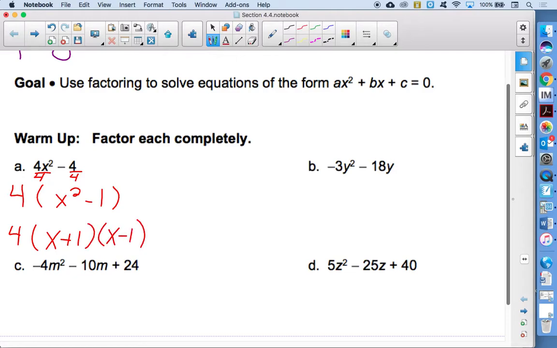So when you have a perfect square binomial, you can factor that with 2 parentheses, one being positive, one being negative. Because when you FOIL them, that's how you get back to that minus sign with that minus 1. So take out a 4, and then whatever's left, can you factor it further? And if so, make sure to continue to do that. Letter B, we have negative 3y squared minus 18y. Savannah, what could we take out of letter B?